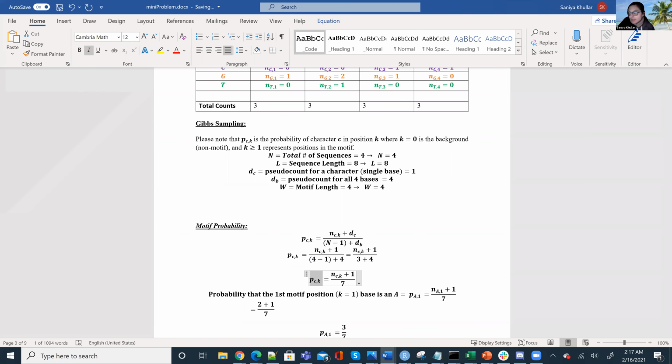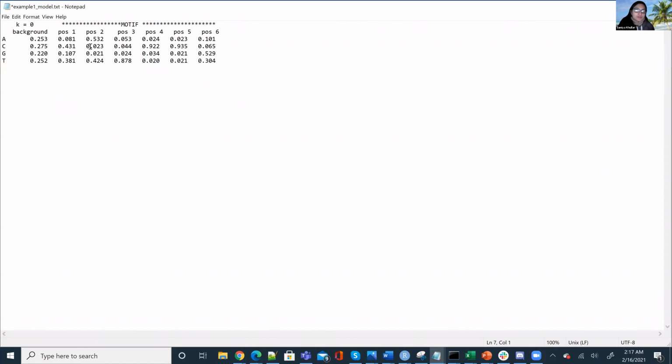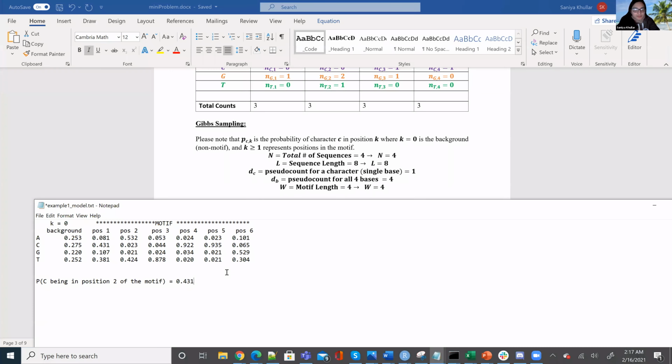So it's like us trying to calculate essentially, what is this? When we want to find out, we're focused on each of these. This is essentially saying that the probability of C being in position 2 of the motif is equal to 0.431. So this would correspond to saying that P, subscript C comma 2, is equal to 0.431.